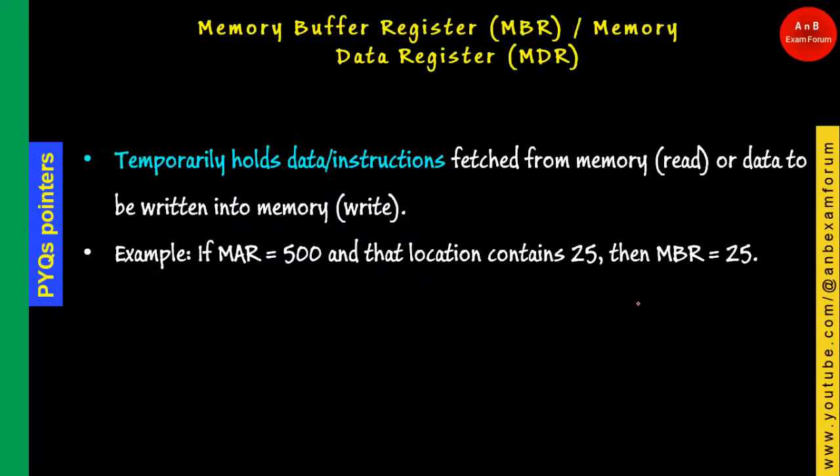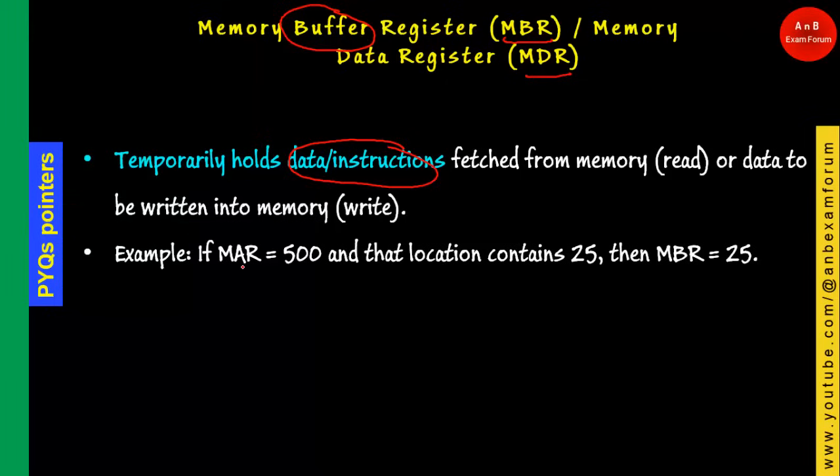Let's see the next register, that is the memory buffer register, MBR, or MDR, memory data register. Whenever you find the word buffer, it means it is going to hold data temporarily. Here, it holds the data or instructions fetched from the memory for temporary writing. Suppose I want to do some operation, and in between I want to store the value of my register in some other register, so I can use the memory buffer register in that case.